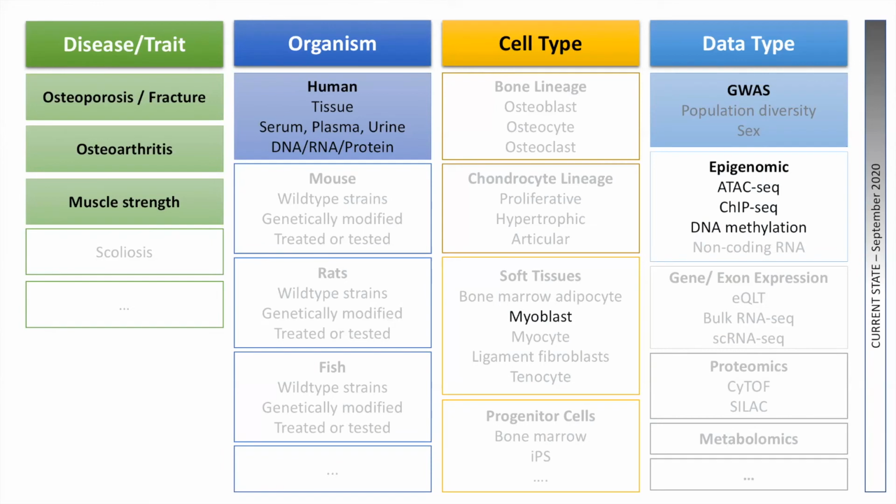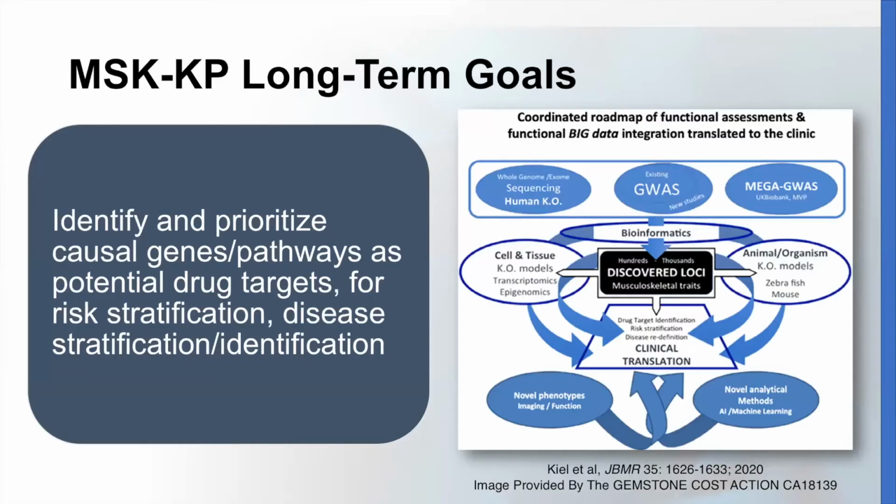So we've got this roadmap figured out. Again, we have some disease and traits on the left here: osteoporosis and fracture, osteoarthritis and muscle strength already in the database. It's all human data at this moment, but we'd like to include other organisms. Some myoblast data here, but not a lot on other cell types, and mostly GWAS data. And then the epigenomic data is not right now from musculoskeletal cells.